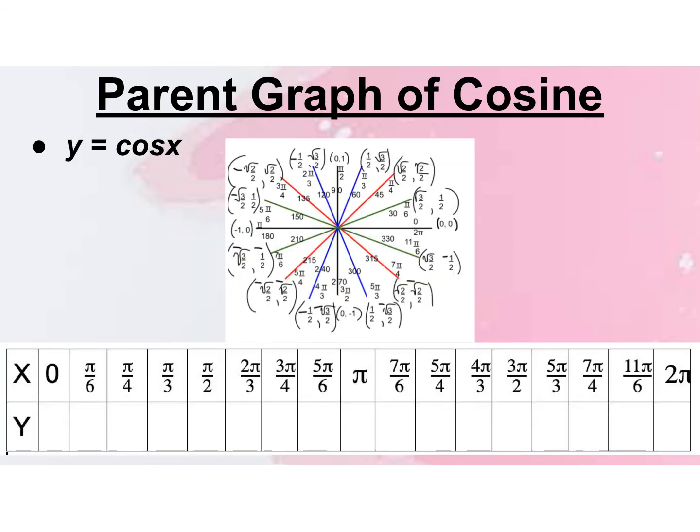Let's switch over to cosine. We'll complete our table of values for cosine of x. The cosine of 0, oops, I did this wrong, darn it. How did I do that wrong? 1, 0.